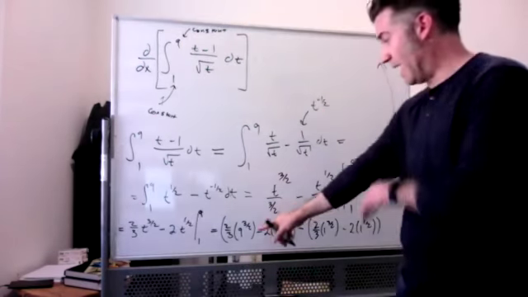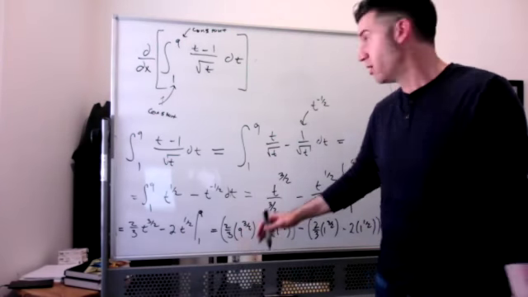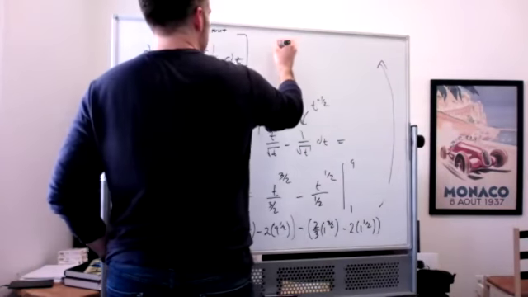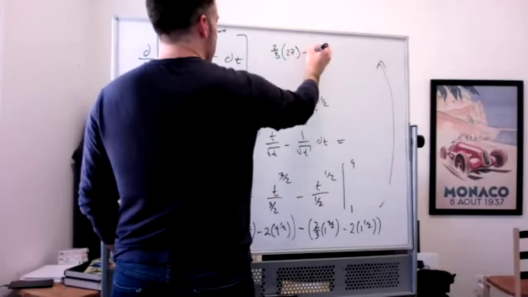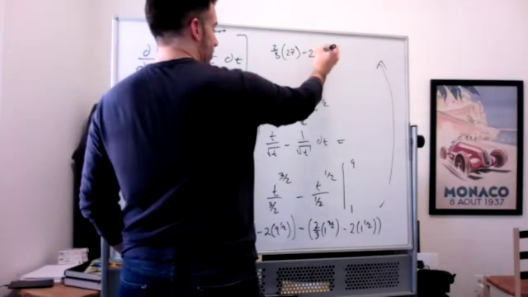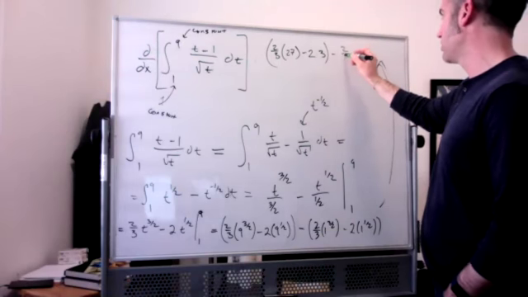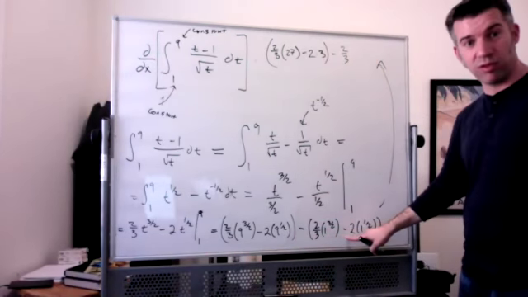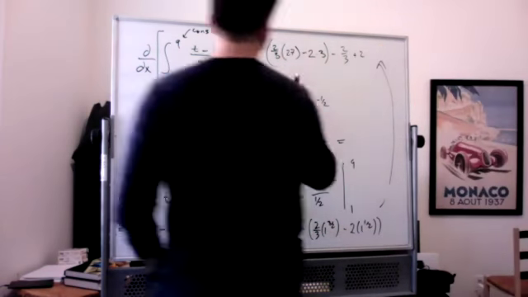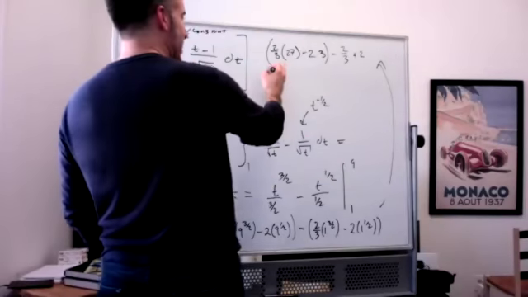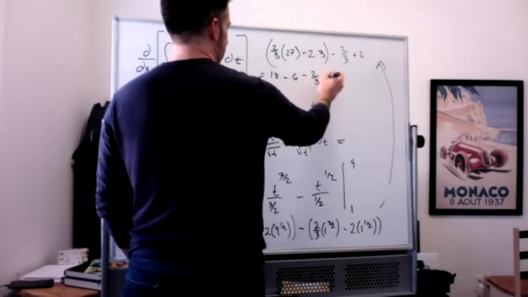So 9 to the 3/2 is the square root of 9, which is 3, cubed, which is 27. So this is going to be 2/3 times 27 minus 2 times the square root of 9, which is 2 times 3. And then minus 2/3 times 1 is 2/3. And minus and minus is plus 2 times 1, which is plus 2. And then I can simplify this further. 2/3 of 27 is 18. 18 minus 6 minus 2/3 plus 2.